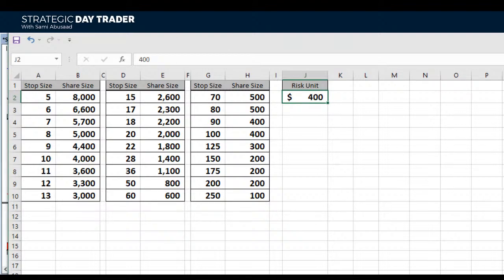So it's not based on a certain dollar amount or a certain number of shares invested. Not at all. It's based on the risk per trade, based on the stop size, and whatever amount you're trying to risk on that trade.